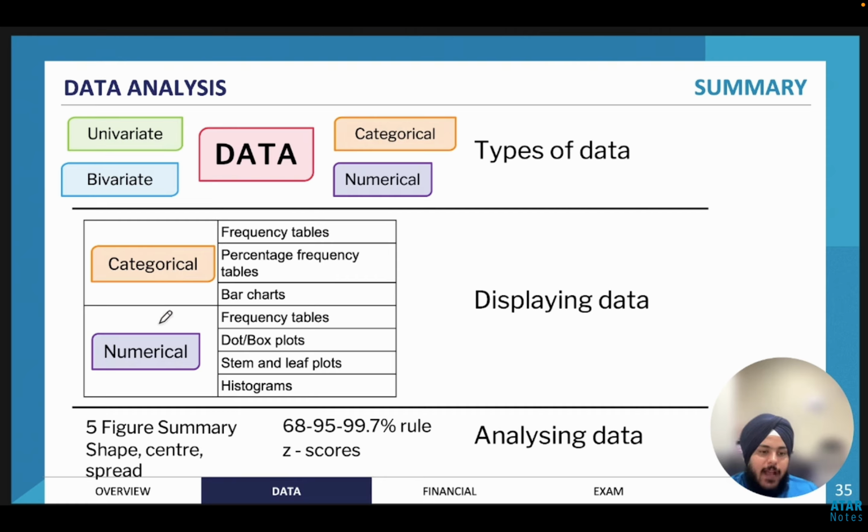And then in terms of analyzing the data, we will analyze the data using descriptive statistics or the 5-number summary. We can also describe the shape, the center, and the spread of the data. And then in terms of normal distribution, we really need to understand the 68, 95, 99.7% rule and use that to estimate probabilities or the number of data values that might be above or below a standard deviation. And we also need to know how to standardize data using z-scores.